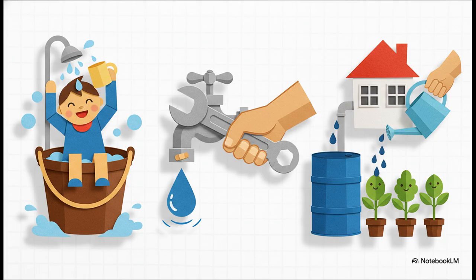First, use a bucket to have a bath instead of a long shower. Second, always close taps tightly and tell your parents to fix any leaking pipes. And third, we can collect rainwater. This is called rainwater harvesting, and use it to water our plants or clean the house.